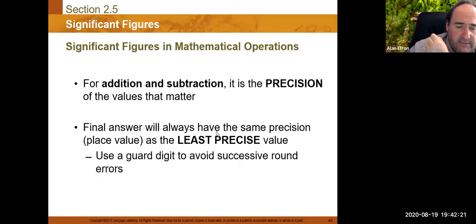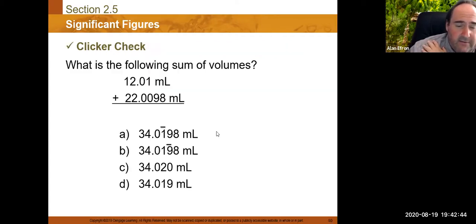Again, with addition and subtraction, that last digit in the decimal is sort of your worst measurement. And we don't have to worry too much about the guard digits. Again, if you want to do guard digits, it's fine. You don't have to put the little squiggly line. If you don't want to, you can put the numbers and just keep track of it. But again, don't do a lot of rounding until the very end.